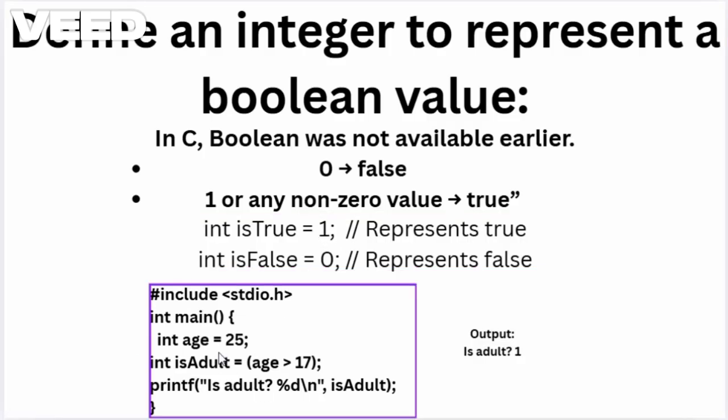Here is the code. So we declare int age is equal to 25, and is_adult is age greater than 17. If age is greater than 17, it is true, which means 1. If it is less than 17, it will print false, that is 0. 25 is greater than 17, so it will print 1.